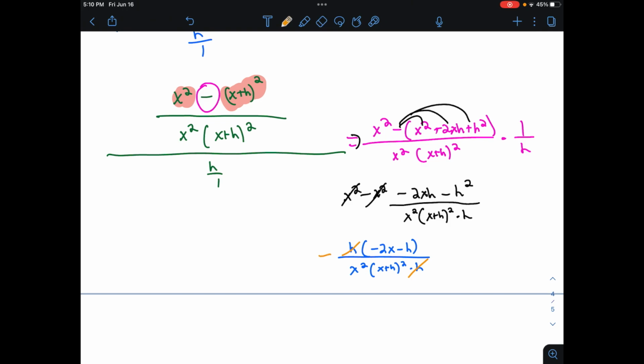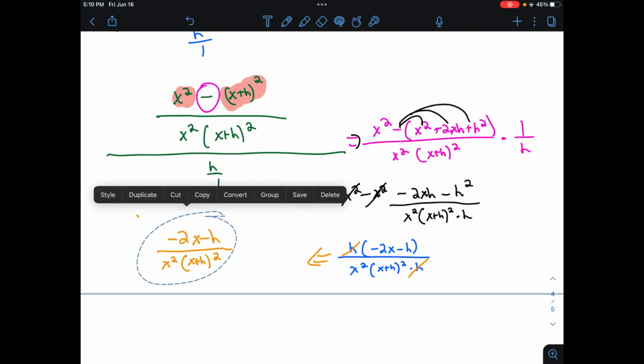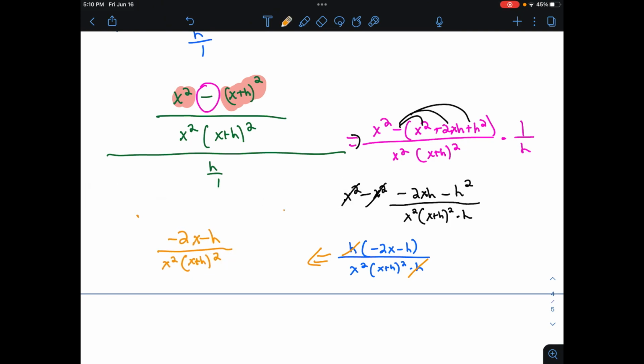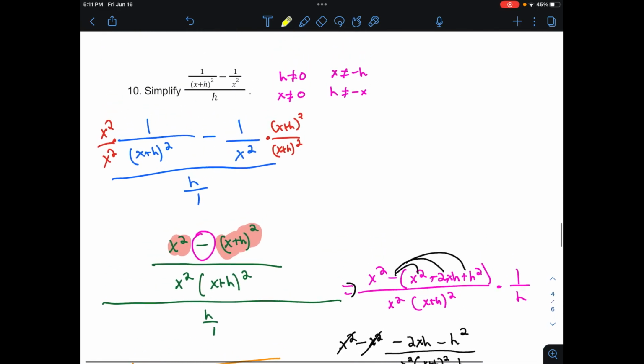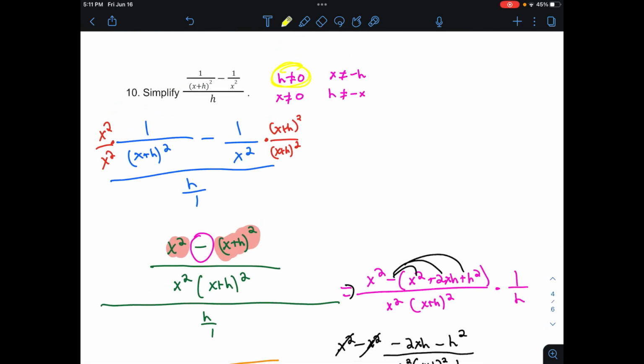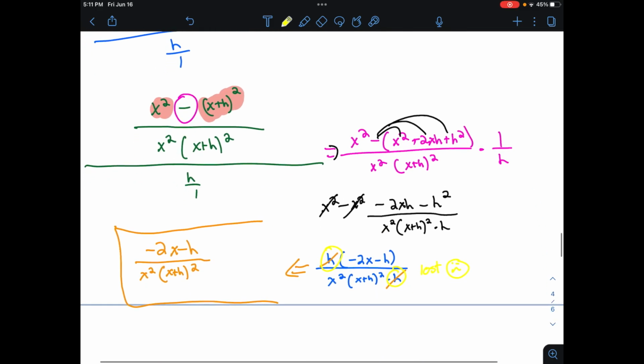Yeah, let's go in the other direction. Negative 2x minus h all over x squared, x plus h squared. And I would be almost happy. So close. However, we lost something. Okay? We lost this. We lost our h's. Lost. It's yellow. It's hard to see. We're sad. Right? Remember, h did not equal 0. But when we canceled this common factor of h, we lost that h does not equal 0.